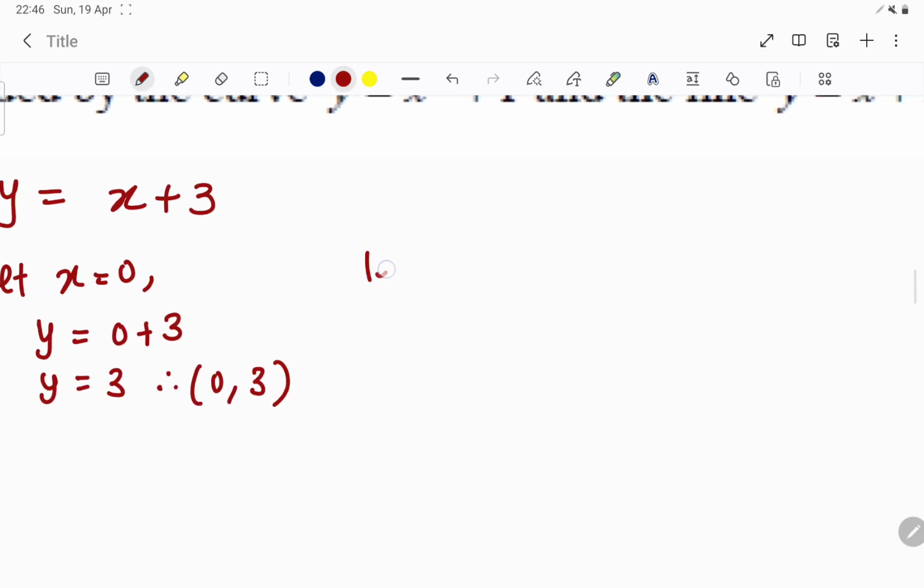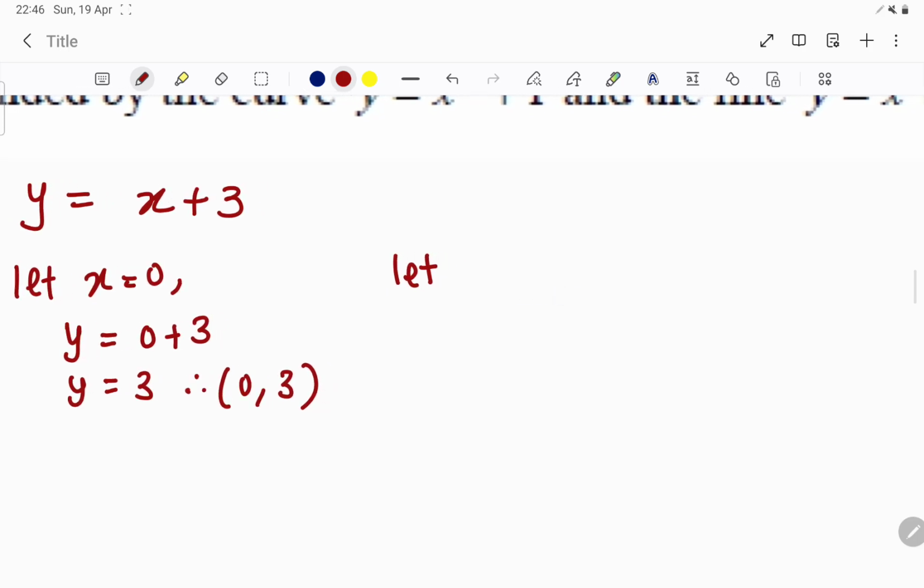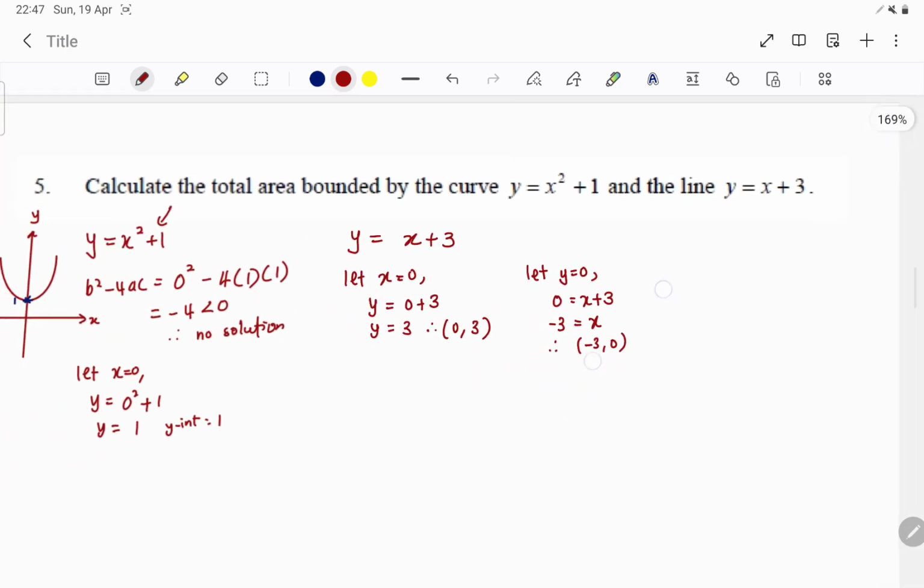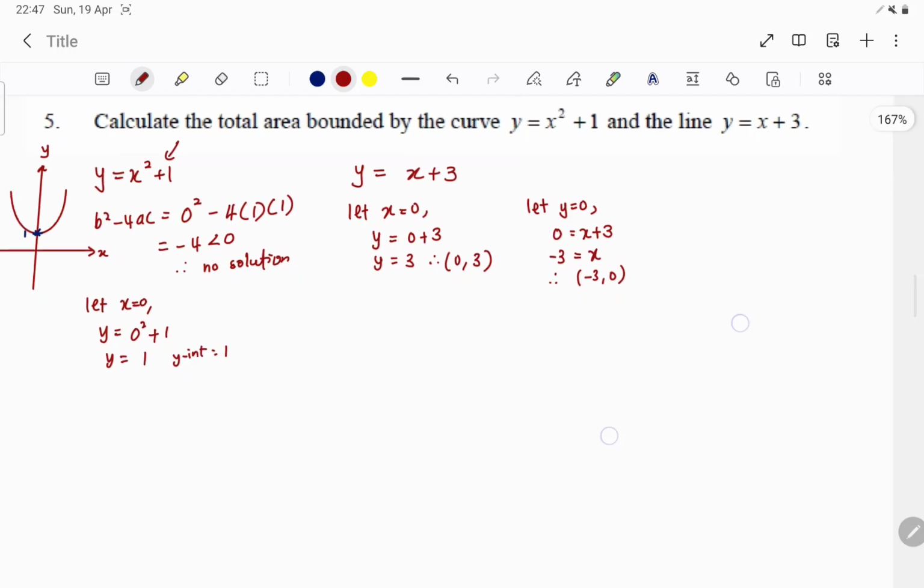And then the next one, you find the x-intercept, you let y equal to 0. So you will get 0 equals x plus 3. In order to find x, you move 3 to the other side, so x is -3. From here you get one coordinate, which is (-3, 0). And now we will draw our graph.